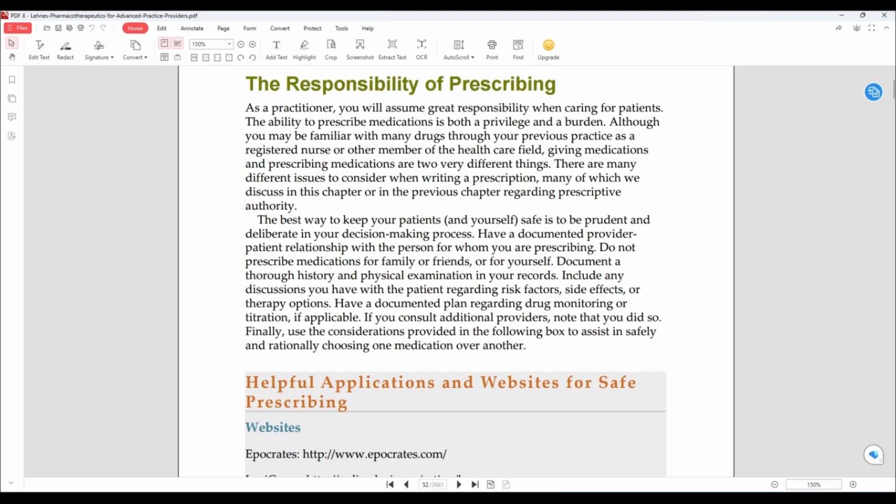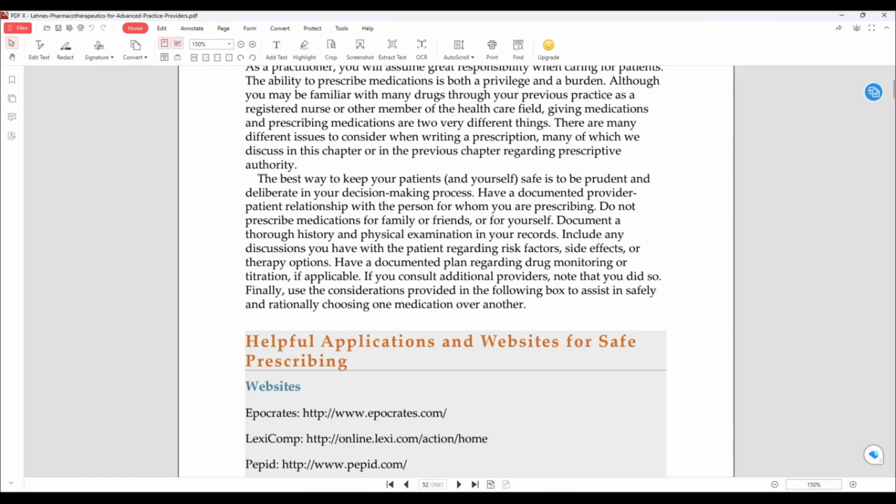Although you may be familiar with many drugs through your previous practice as a registered nurse or other members of the healthcare field, giving medications and prescribing medications are two very different things. There are many different issues to consider when writing a prescription, many of which we discussed in this chapter or in the previous chapter regarding prescriptive authority. The best way to keep your patients and yourself safe is to be prudent and deliberate in your decision making process. Having a documented provider patient relationship with the person for whom you are prescribing.